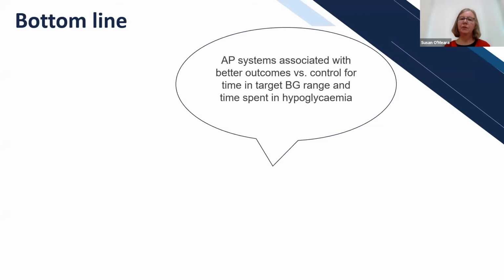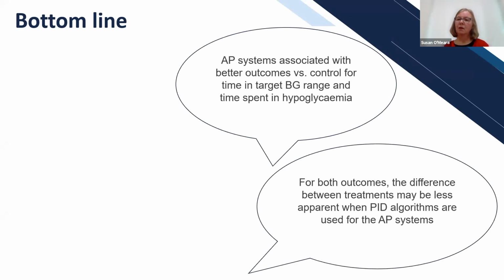So what were the main messages from the review? Well, the artificial pancreas systems were associated with better outcomes versus the comparator for time in target range and time spent in hypoglycemia. But for both outcomes, the difference between treatments might be less when the proportional integrative derivative algorithms were used for the artificial pancreas systems. So there's something about those algorithms that might bring the performance of those systems closer to the comparator.